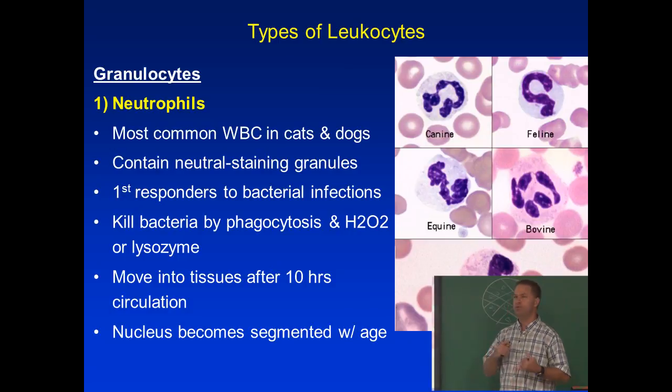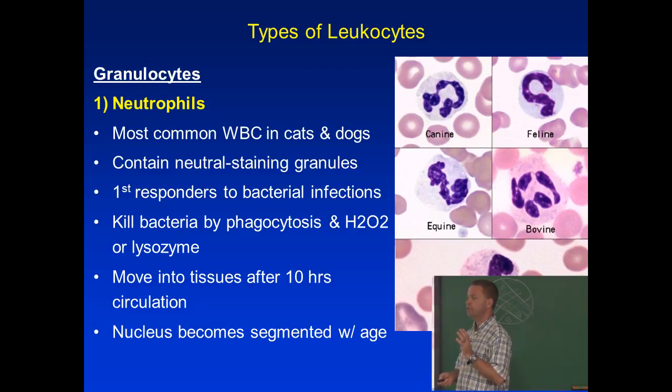Okay, so the first type of leukocyte we're going to talk about is something called a neutrophil. A neutrophil is a granulocyte. Now, granulocytes have granules, but in this case, the granules in the neutrophil are neutrophilic, meaning they don't stain very well with either the basic dye, the purple dye, and they don't stain well with the eosin. So we don't see the granules in here.